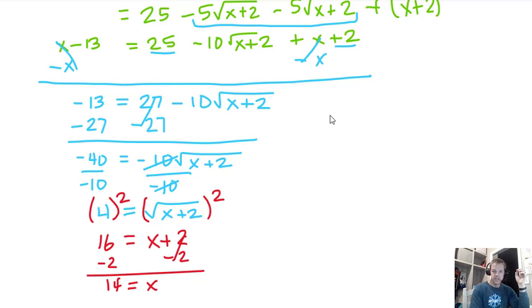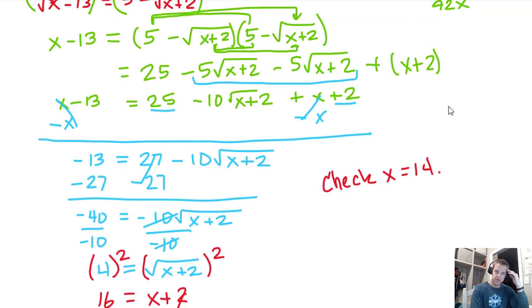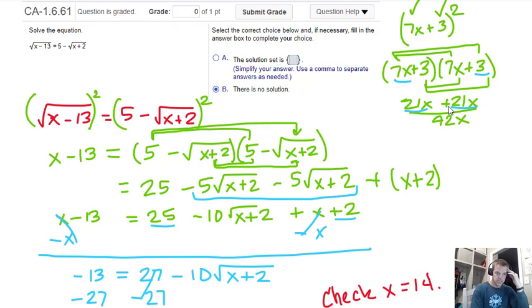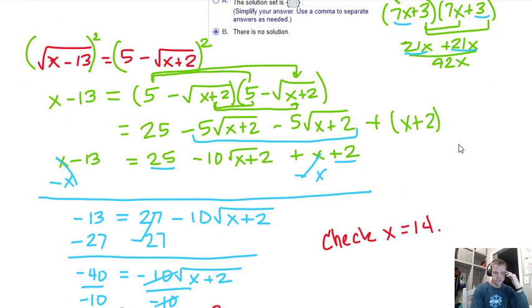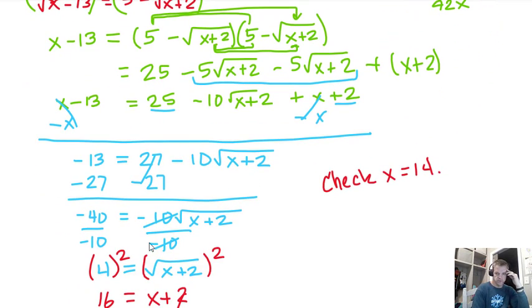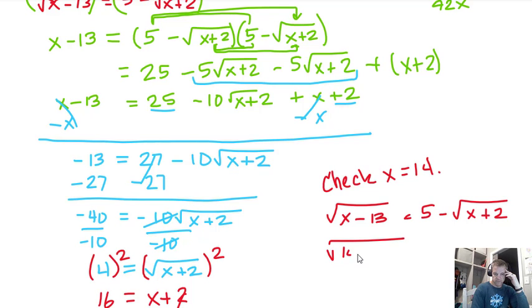Now you should always try to go back and check. Remember, on these problems, sometimes the answer that you get can actually work out to not be correct. That's part of the nature of radical equations. So my original problem said square root of x minus 13 equals 5 minus the square root of x plus 2. So when I substitute 14 in there, I get square root of 14 minus 13 equals 5 minus the square root of 14 plus 2.